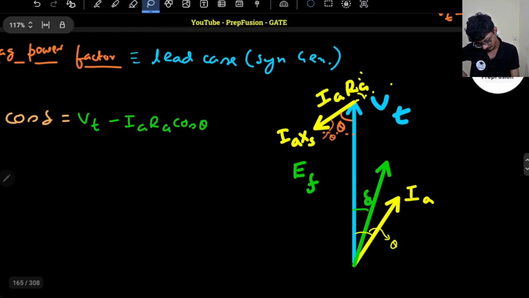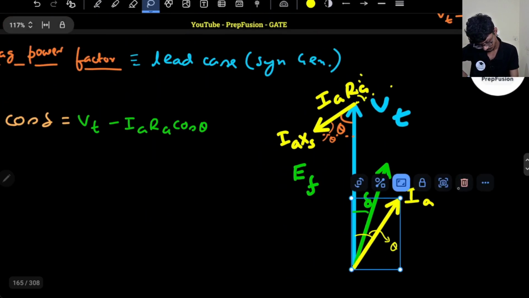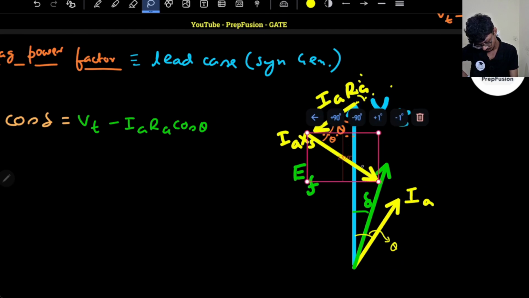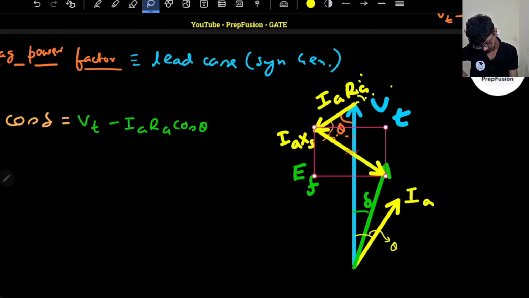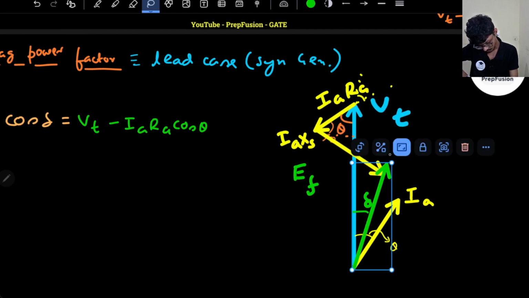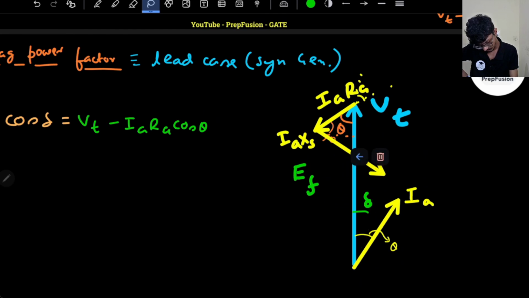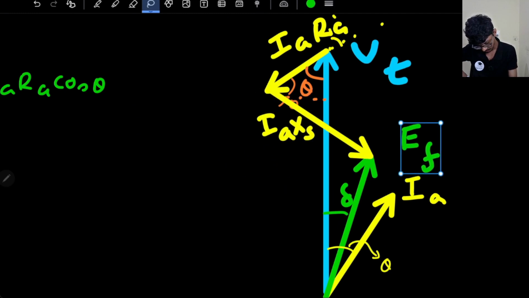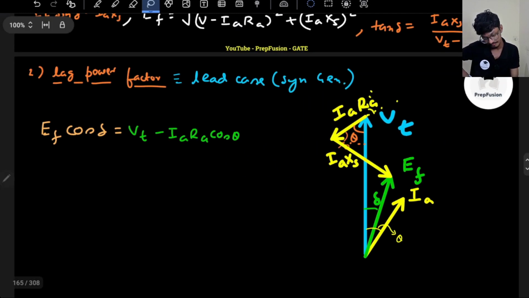This is Ia. Okay, so this will be minus 90 here. Yeah, now it is fine. So this will be EF. Okay, this will be delta, it will be negative, and this will be IXS. This will be my EF. Okay, now I hope everything is clear.